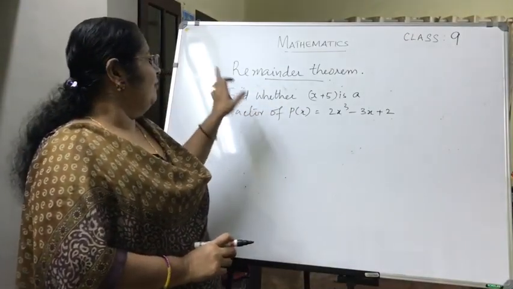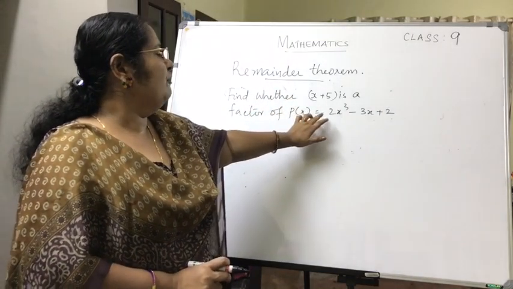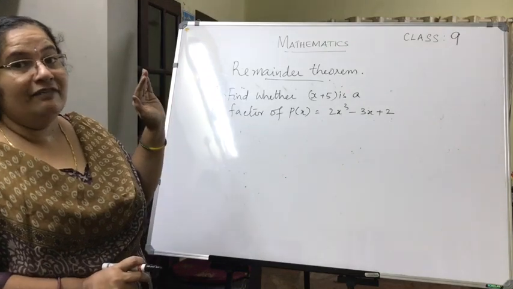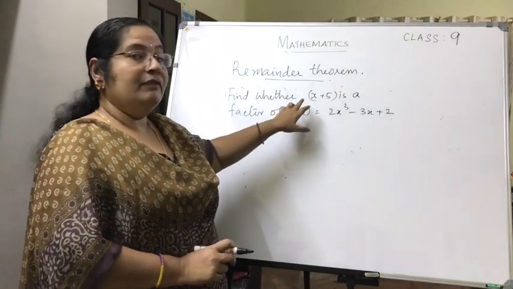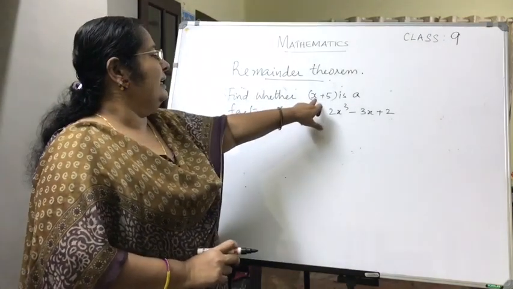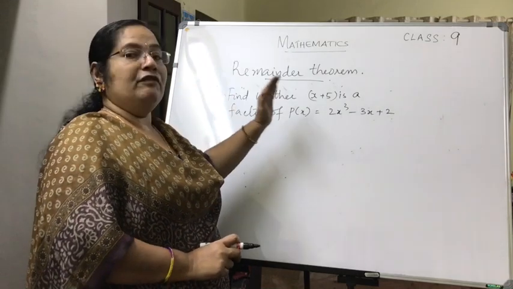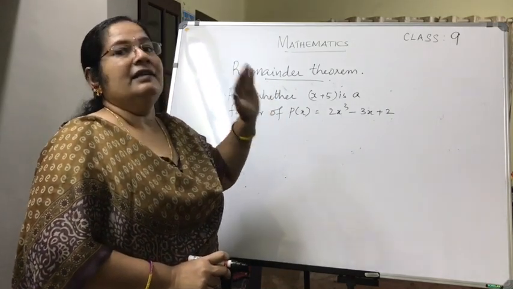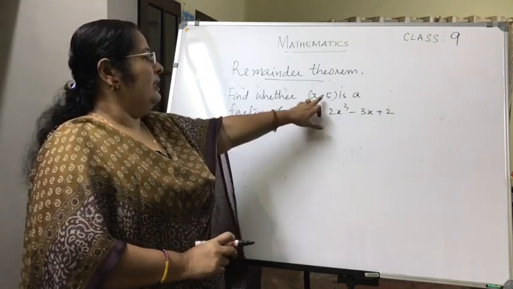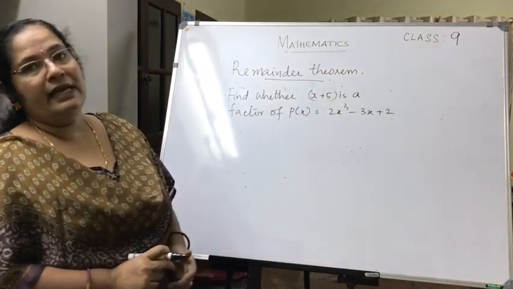The question is, find whether x plus 5 is a factor of p of x equals 2x cube minus 3x plus 2. What is the condition that we have learned? If p of a is equal to 0, then x minus a is a factor of the given polynomial. So first you will have to find the remainder and see whether it is 0. If the remainder is 0, then x plus 5 will be a factor of 2x cube minus 3x plus 2.